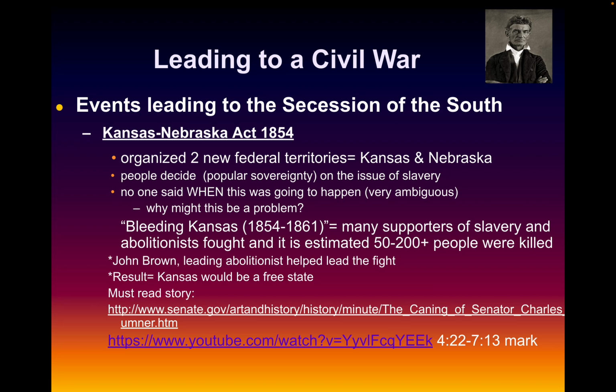Instead, what happens as a result is a lot of fighting. In what becomes known as Bleeding Kansas, in this 7-year time frame, 1854 to 1861, we saw many supporters of slavery and abolitionists, so people who love slavery, people who hate slavery, fighting one another. And it's estimated somewhere between 50 to over 200 people were killed.